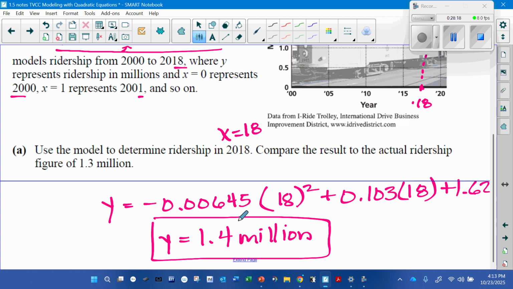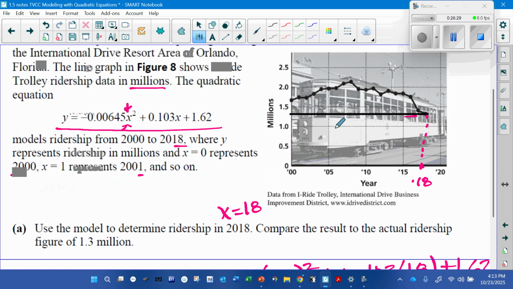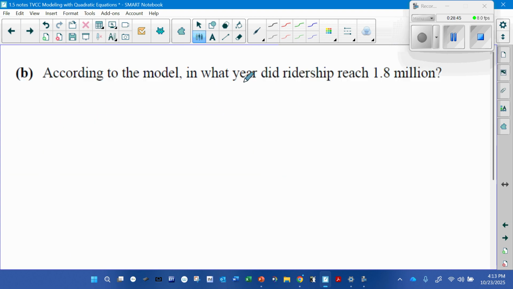So the prediction is about 0.1 million, which is about 100,000 greater than the actual figure of 1.3. We got 1.1, 1.2, 1.3, 1.4. So we're pretty close. The calculator and the picture are pretty close. All right, now according to the model, in what year did ridership reach 1.8 million?